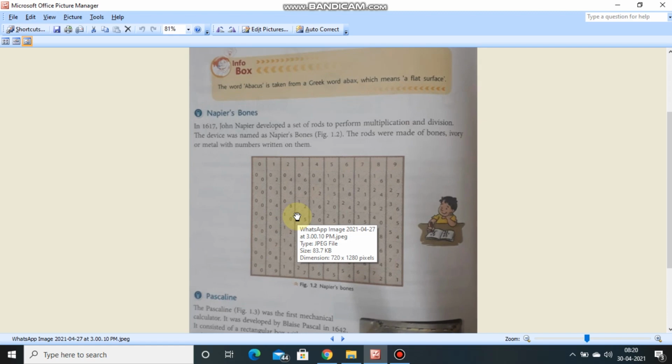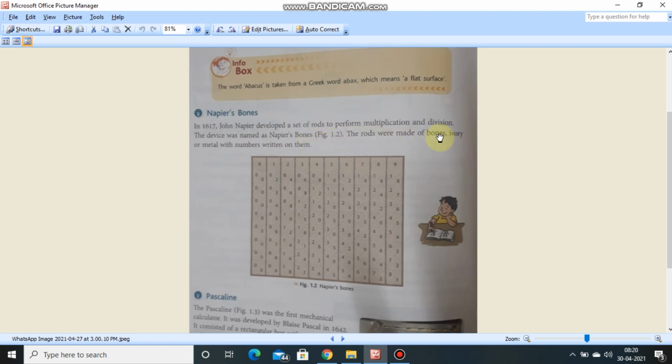Then we have Napier bones, which was developed in 1617. Beta, you have to remember the dates. John Napier developed a set of rods to perform multiplication and division. The device was named Napier bones.